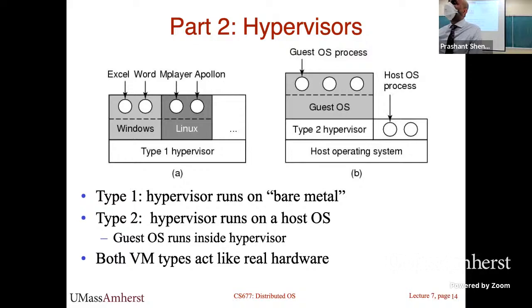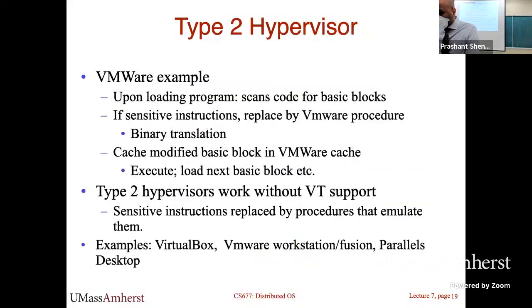The question is, how do we make all this work? The way you do this in a type 2 hypervisor is to do what is called dynamic code translation. What the type 2 hypervisor does is it's going to load the instructions that the kernel is about to execute and it's going to scan them.